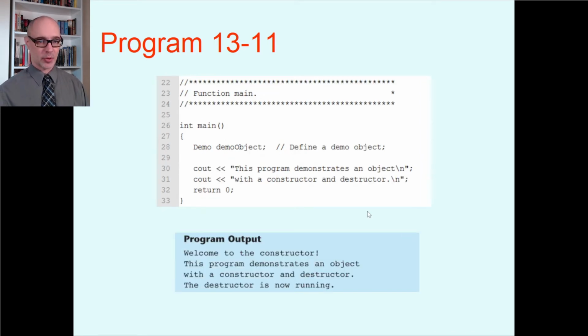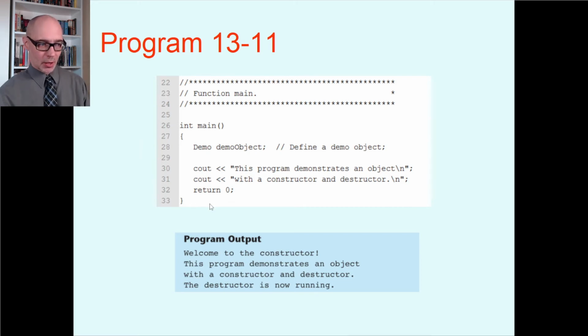So here comes the main function. On line 28, they create one of these demo objects called demo object. That seems like a good name for that. Then it prints out, this program demonstrates an object with a constructor and a destructor. And then it returns.